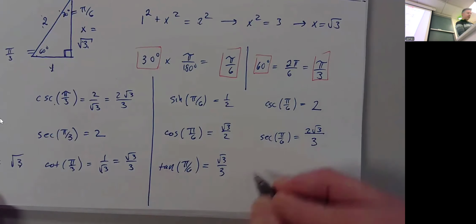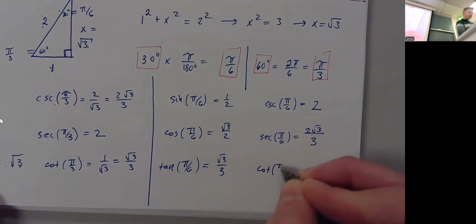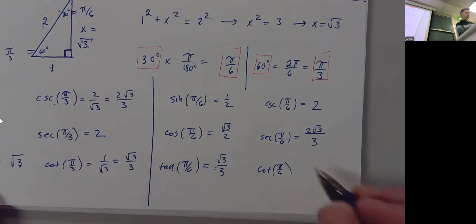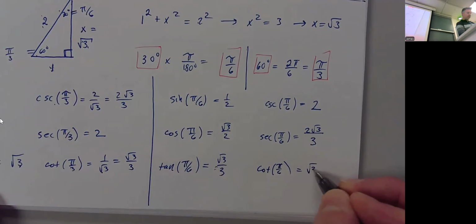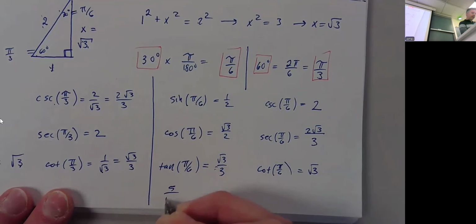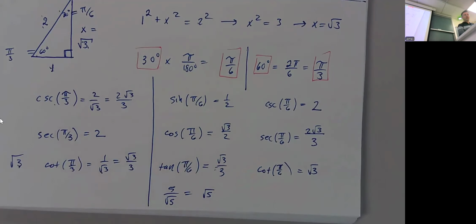And then finally, cotangent of pi over 6 is going to be the reciprocal of tangent, which is 3 over root 3, which is root 3. Something worthwhile, in case you didn't know, any number divided by its own square root is equal to its own square root, right? 5 divided by the square root of 5 is the square root of 5. Checks out.